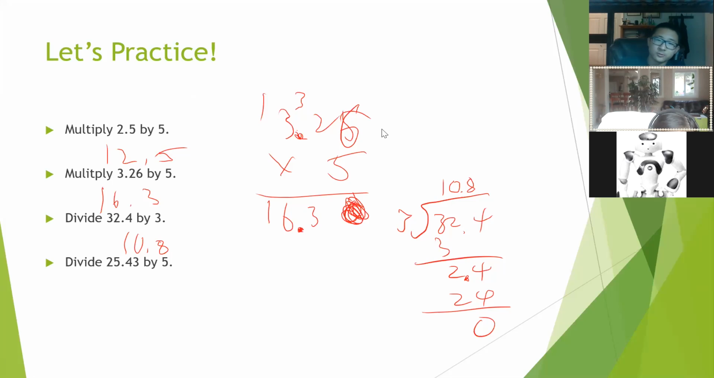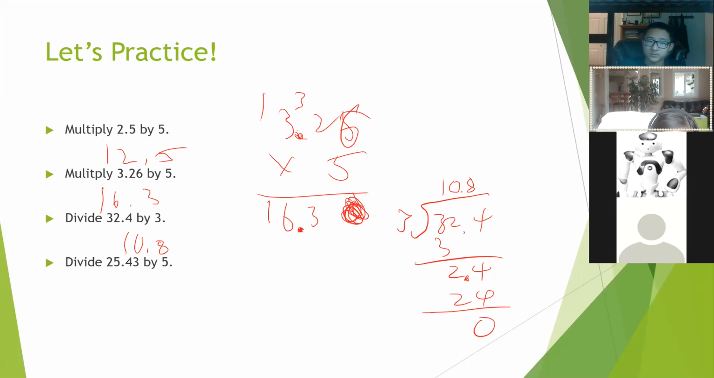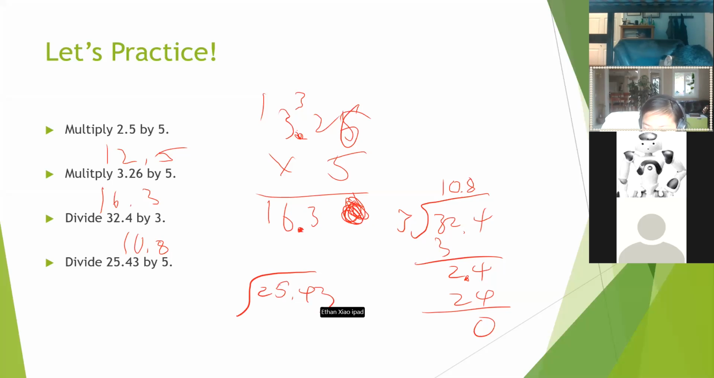All right, I'm going to go over the fourth problem now. So 25.43 divided by 5. So we just write it like this, 25.43 divided by 5. So first we look at 5 and 2. Now 2 can't be divided by 5. So what we're going to do is divide 25 by 5. And we know that's 5. So we just write 5 here, 25. Now 0.4. Since there's nothing on the left of the decimal point, we write the decimal point in here. Now we have 4 left.